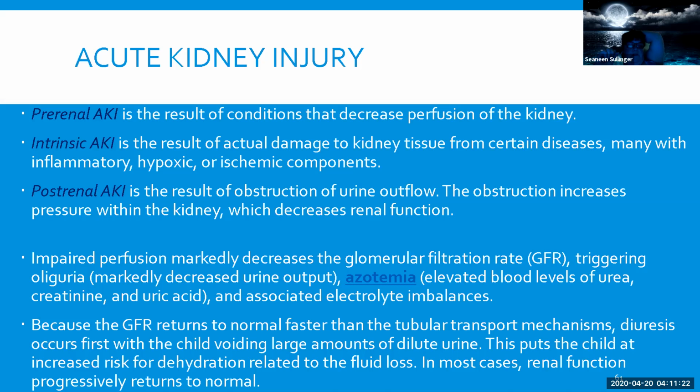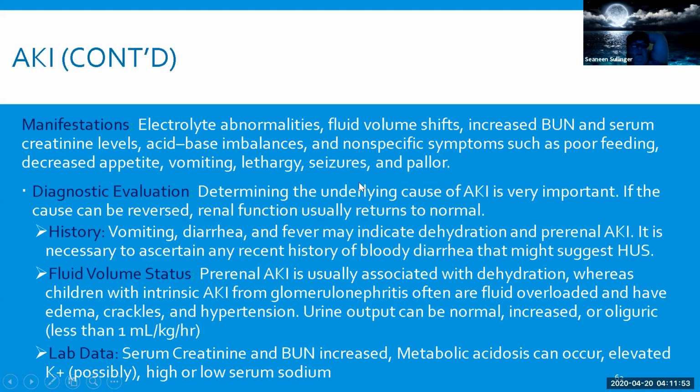The GFR will return to normal faster than the transport mechanisms in the kidney. And so you will get diuresis first, large amounts of dilute urine, and that of course puts the child at risk for dehydration. Eventually the renal function would return to normal. So this is not a chronic thing. This is a relatively short period of something that happens due to the obstruction, which gets fixed, or if there's damage that gets fixed. So what you'll see is the increased BUN, creatinine, poor feeding, vomiting, and it can also lead to seizures.